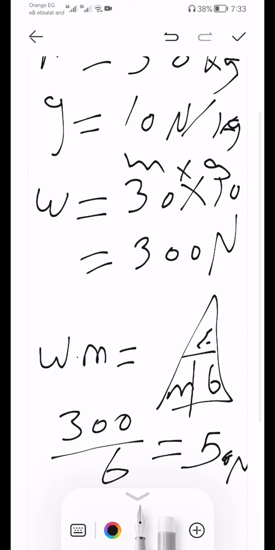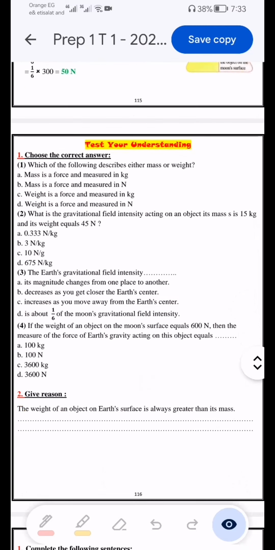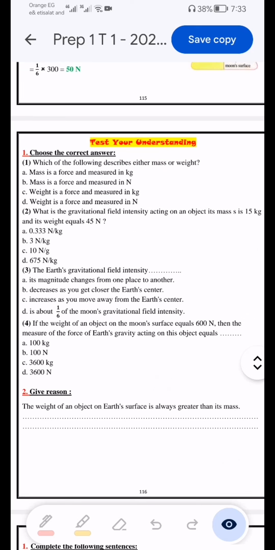Okay, look at the questions. Number 1, which of the following describes either mass or weight? Mass is a force and measured in kilogram. Mass is not a force, okay? So it's false. Mass is a force and measured in Newton. False, it's not a force. Weight is a force measured in kilogram. We said the measuring unit of weight is Newton. So we will choose D. Weight is a force measured in Newton.